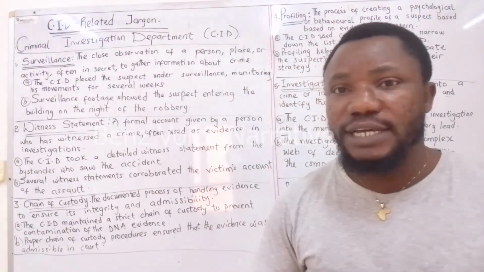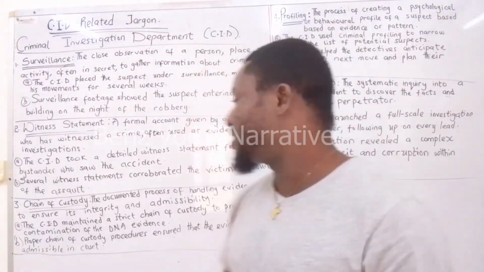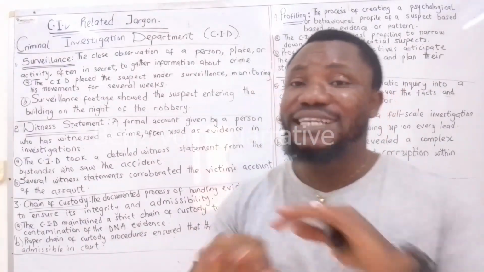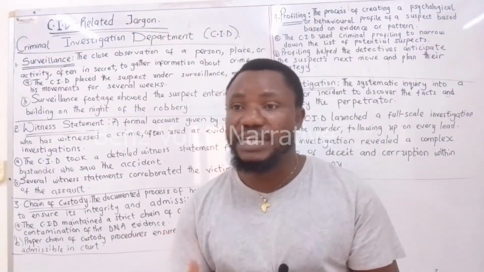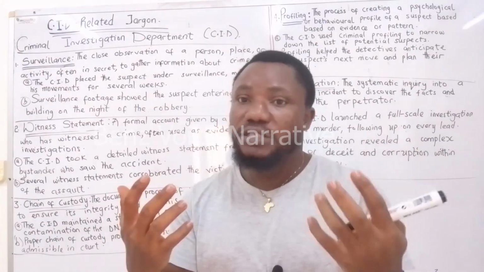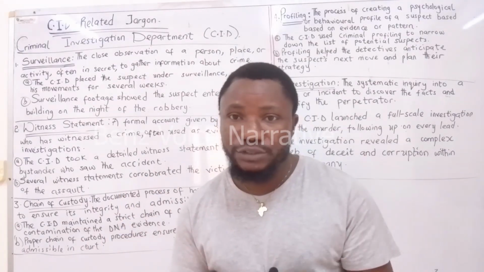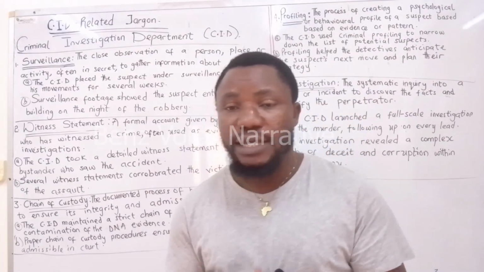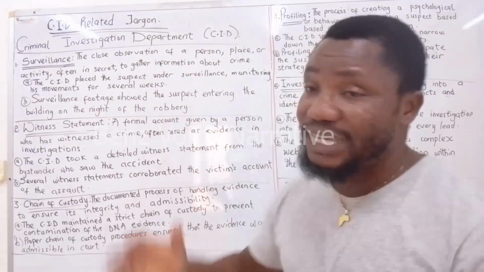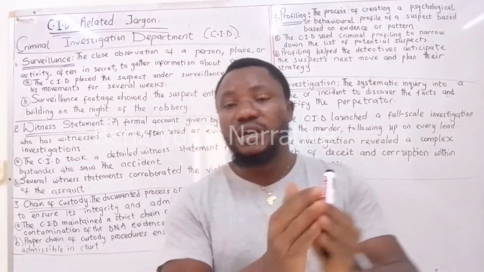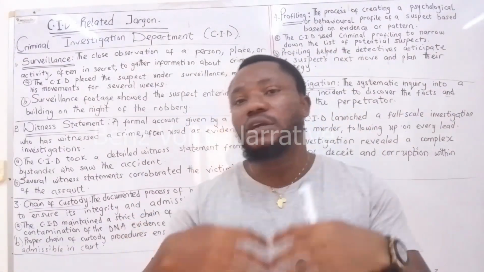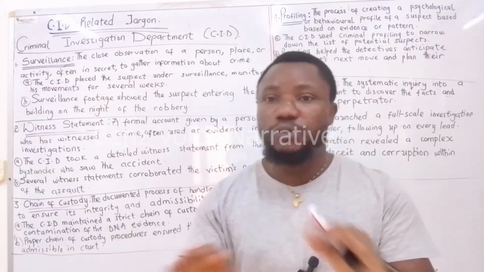One of the things we looked at in the last class was that CID can never be an individual. It can never be a person. It can never be your cousin, your brother, your son, or your father. So it's wrong to say my father, my cousin, my friend is a CID. And the reason for this is that CID is a department, a unit, a section, a segment of the police force. So it can never be an individual.